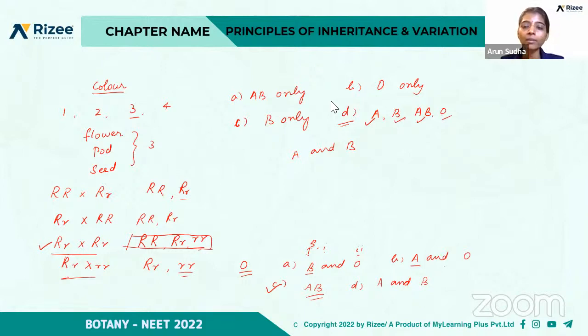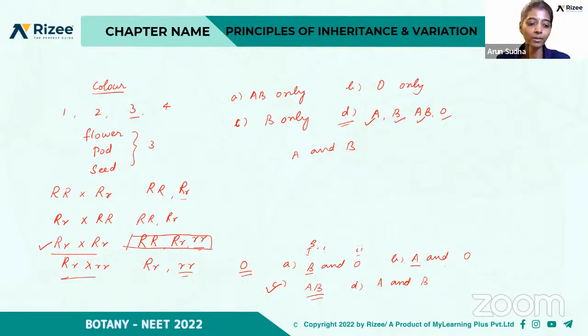So I think you are clear with this, right? About the blood grouping. If the parental blood group is given and they ask you to find out the child's blood group, you should be able to answer. Okay, you're clear with it, right? And also, if the child's blood group is given, you must be able to find out the parental blood group.